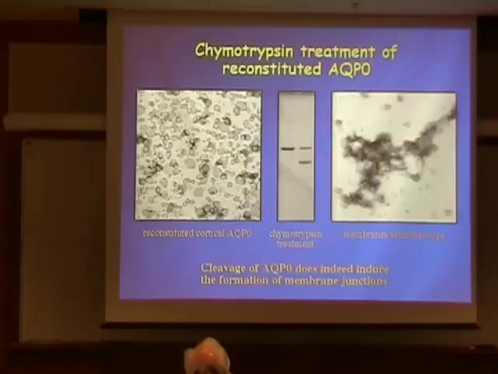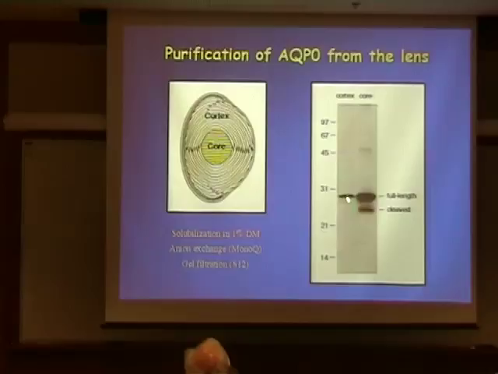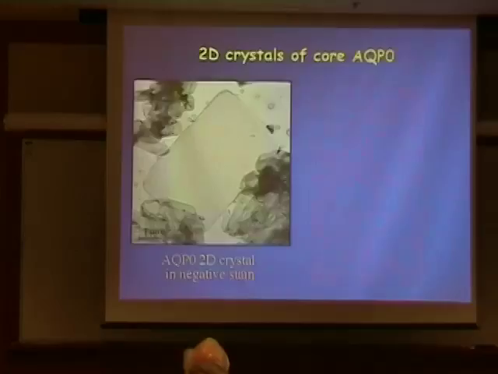membrane junctions. And so what we did now is, instead of using AQP0 from the cortex, we just purified AQP0 from the core, where we have this mixture of full-length protein and cleaved protein. And again, using dialysis, we got very nice two-dimensional crystals.